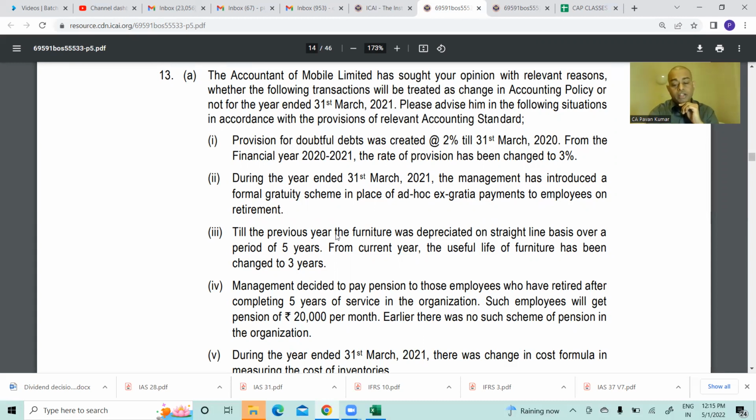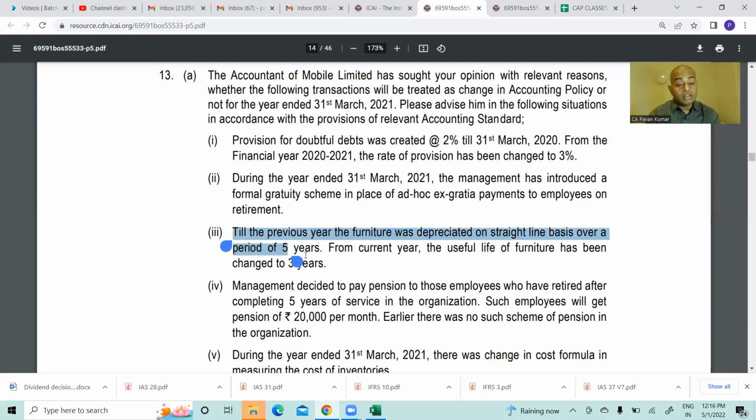Excellent. Correct. Second point. During the year ended 31st March 2021, the management has introduced a formal gratuity scheme in place of ad hoc ex gratia payments to employees on retirement. Excellent. Is it a change in accounting policy? No, sir. No change. Very good. Because this is expressly, clearly, explicitly given in the accounting standard itself. They have given an example. If a company is introducing a formal gratuity scheme where existing policy is to pay ex gratia, ad hoc payments, it is not a change in accounting policy. So this is not a change in accounting policy.